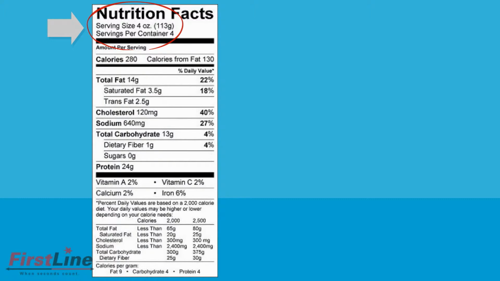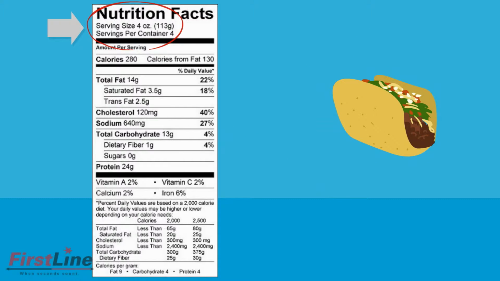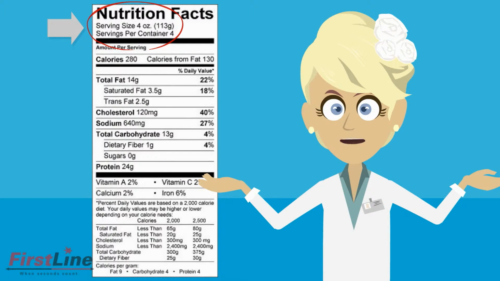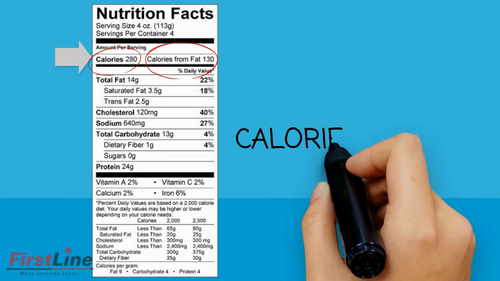We'll start with the serving size at the top of the label. This will tell you what a single serving of the item is considered to be. The serving size and servings per container are important as they are directly related to the information we will share today. As we move down the food label, the next items are calories and calories from fat.